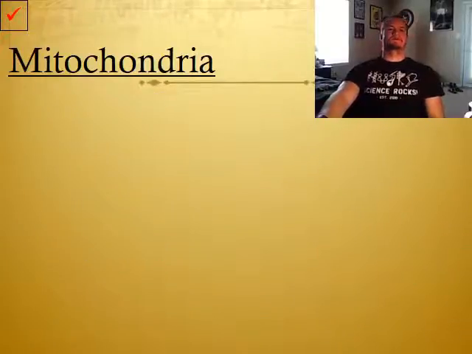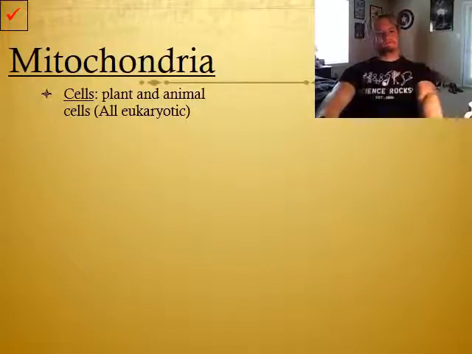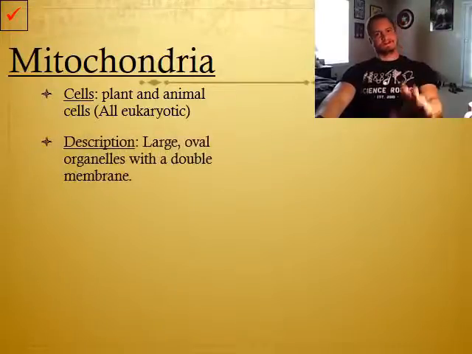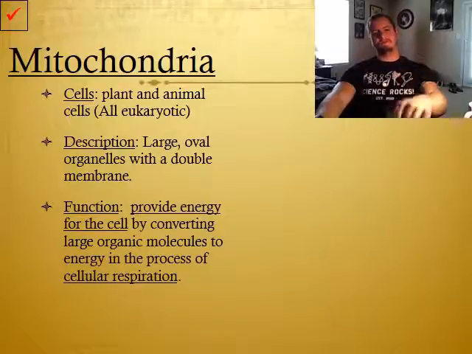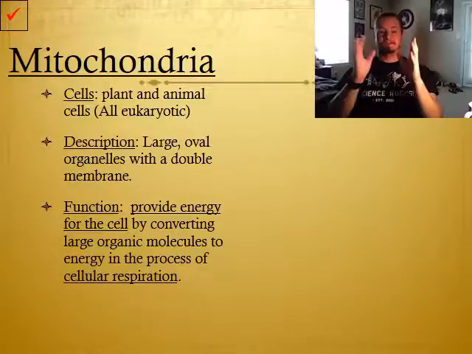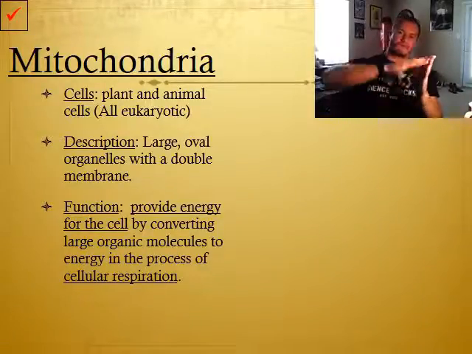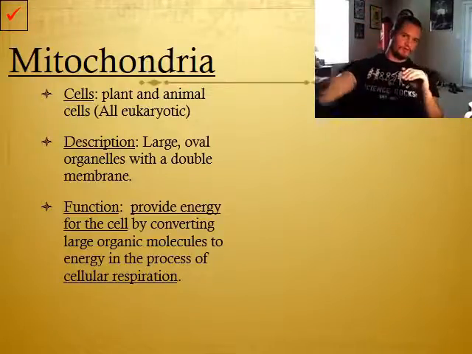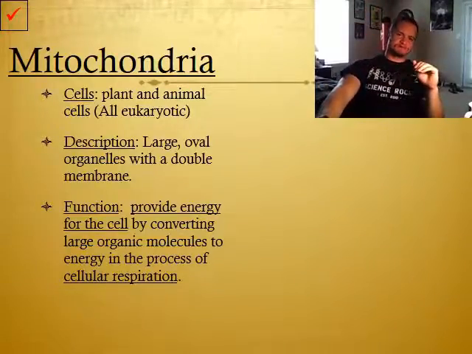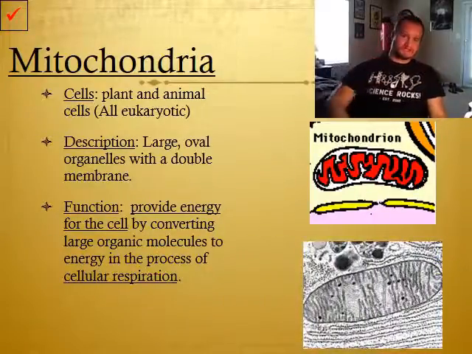The mitochondria, the mighty mitochondria. Yes, these are found in both plant and animal cells, basically all eukaryotic cells. It's a large oval organelle with a double membrane. The function is it provides energy for the cell by converting large organic molecules to energy during the process of cellular respiration, which we'll talk about way later on down the road, I think in the second semester.